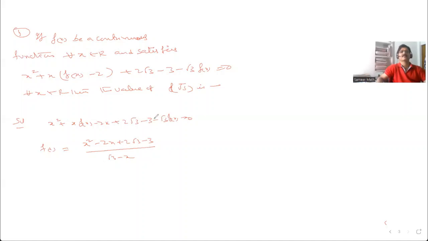Now the question says the function is continuous. And f of root 3, what is the meaning of that? It means f of root 3 is equal to limit x tends to root 3 of f of x. It is continuous, so the functional value he is asking for is the functional value when it goes to root 3 from the left side and the right side. So like this we can write.